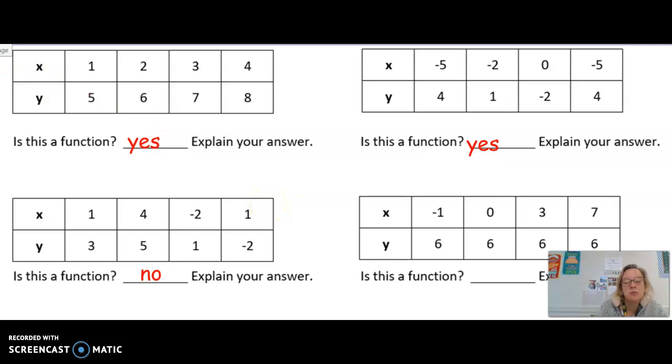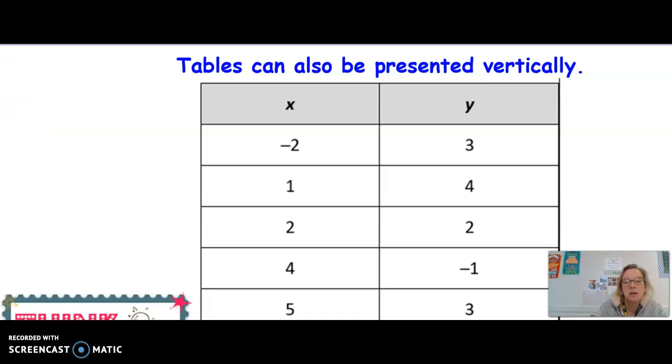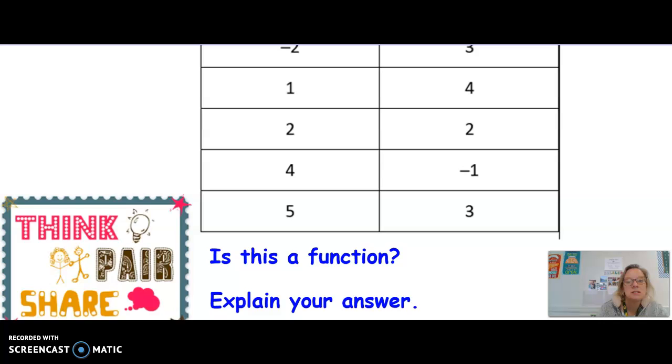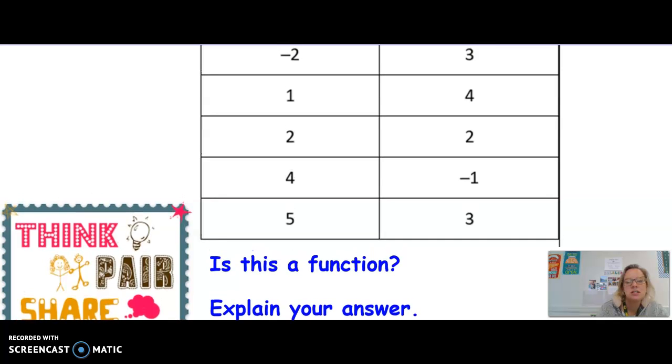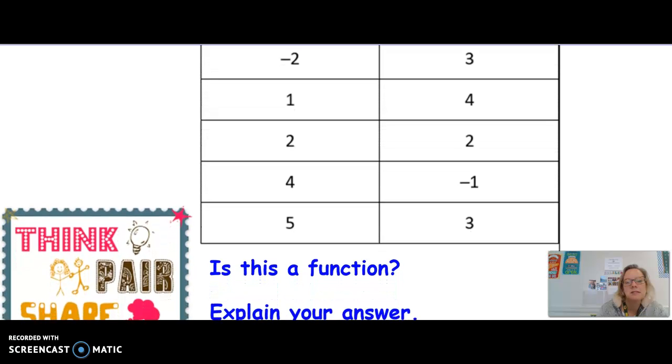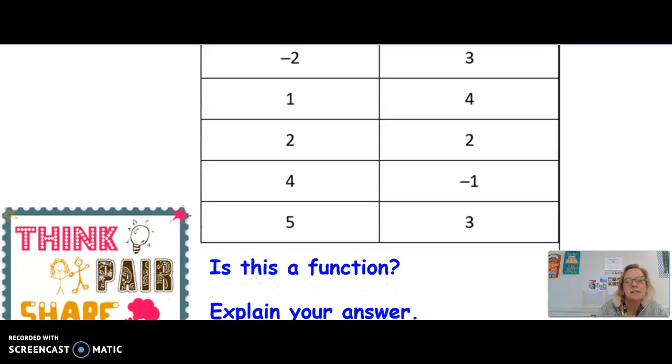Let's look at how else we might see relations and functions represented. Here's the table. This one's just presented vertically. So here are my x's, here are my y's. What do you think? Is this a function? Here are my x's, here are my y's. Is this a function? Go ahead and put your answer in the blank.